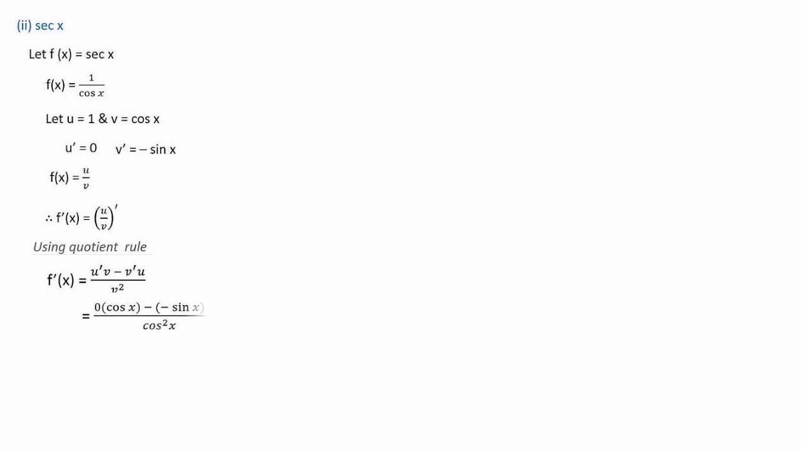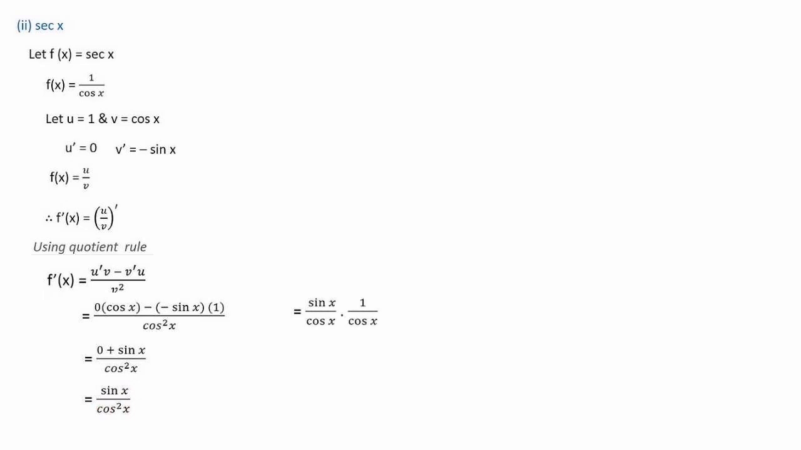That is u dash, we have already calculated, 0 into v, the denominator, is cos x. Then minus v dash. V dash we have already calculated, that is minus sin x into u is 1, divided by the denominator square, that is cos square x. That is 0 into cos x, that is 0, minus into minus plus, sin x into 1 is sin x by cos square x. Then 0 plus sin x is sin x divided by cos square x.